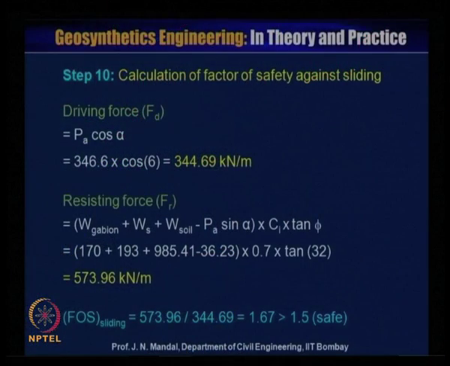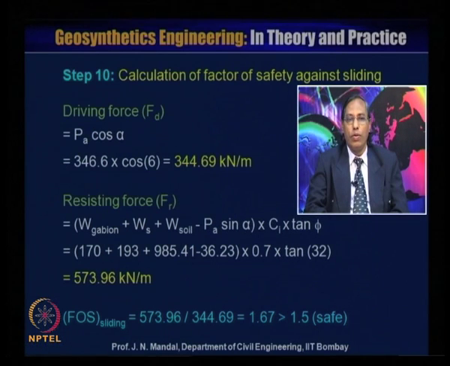Step 10, calculation of factor of safety against sliding. Driving force Fd is equal to Pa cos alpha. Pa you calculated 346.6 into cos of 6. So Fd is equal to 344.69 kilonewton per meter.